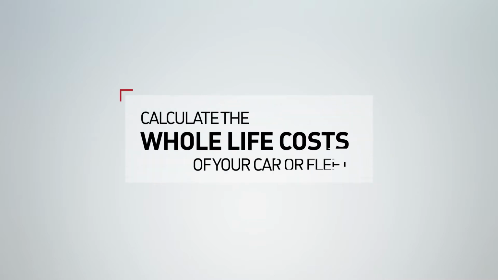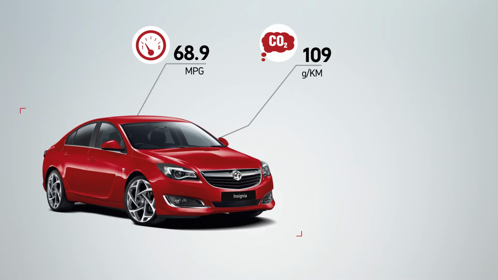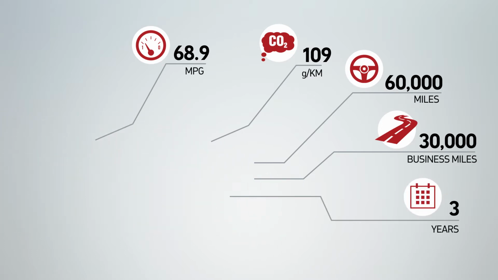Here's how to calculate the whole life costs of your car or a car in your fleet. For this example, we've assumed that a car has a diesel engine which produces a combined fuel economy of 68.9 miles per gallon and a CO2 emissions figure of 109 grams per kilometre, and travels 60,000 miles, of which 30,000 are business miles, over a period of 3 years.